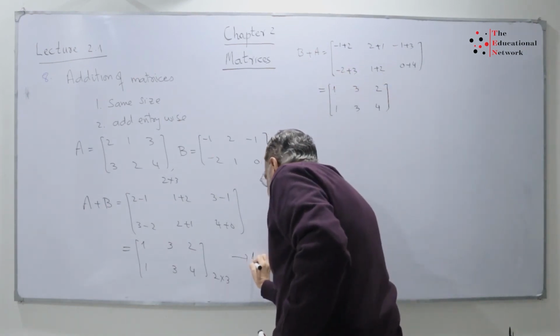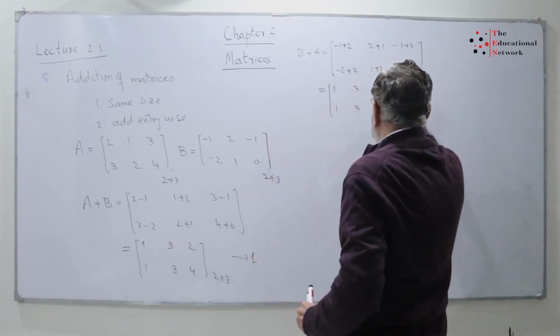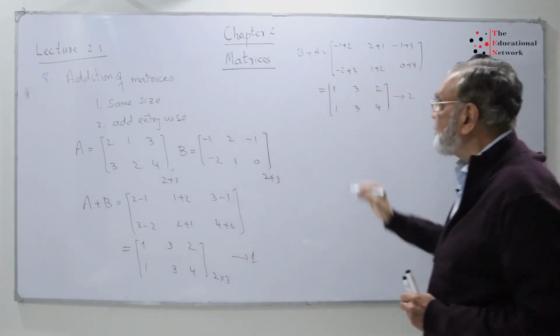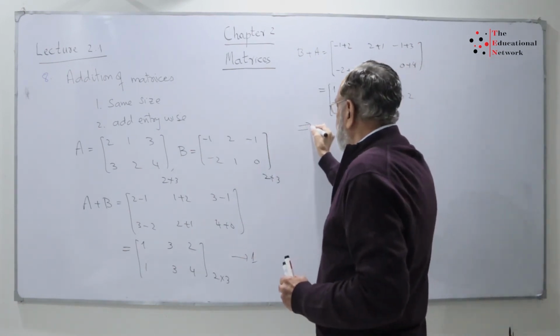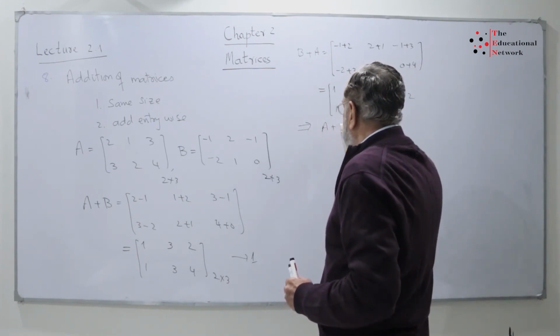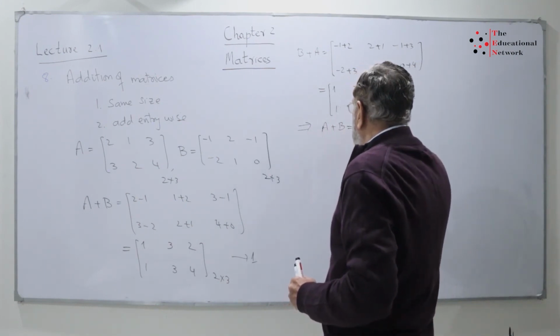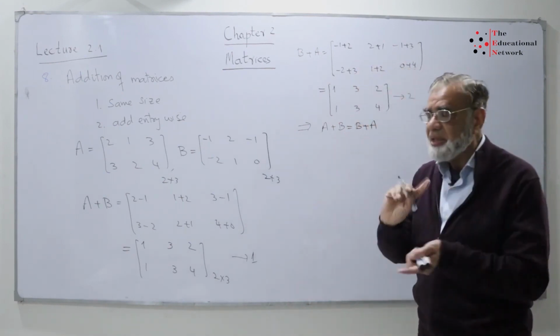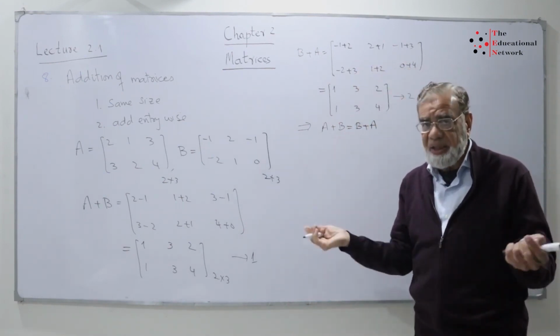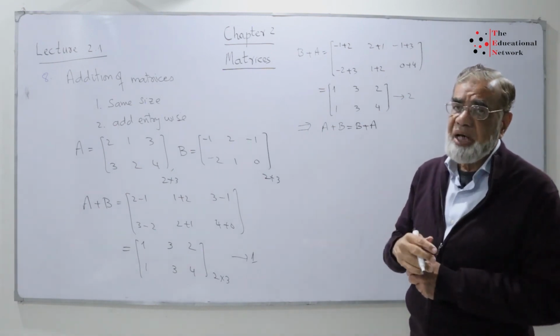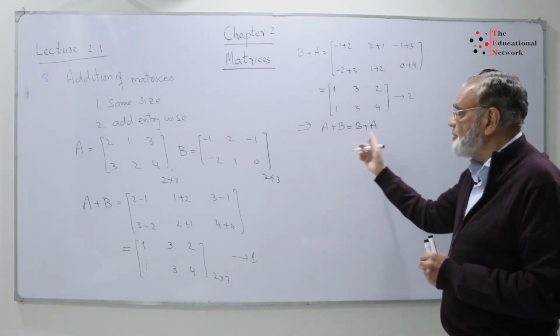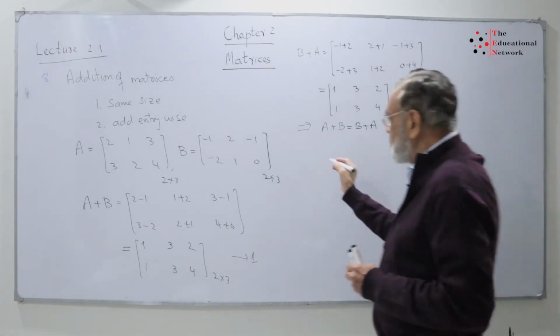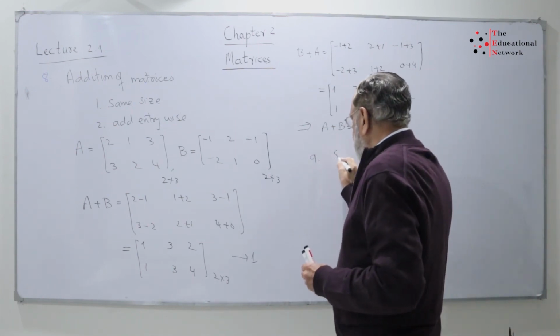Let me call this result number 1, and this one number 2. Looking at number 1 and number 2, this implies that A plus B is equal to B plus A. So we say they can commute. We can change their order and the result is the same. So we say the commutative law holds for this. A plus B is equal to B plus A. Then we go to the next property, the scalar multiplication.